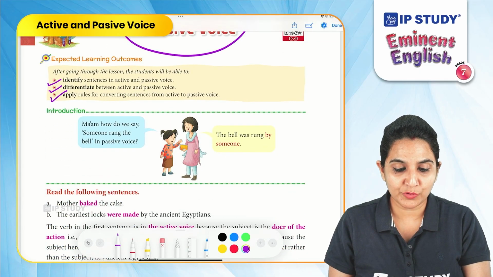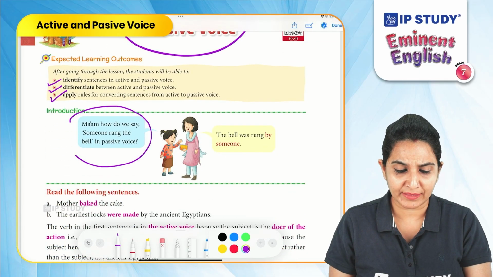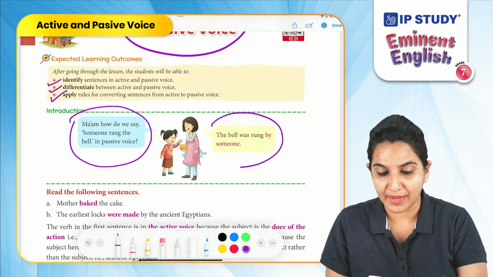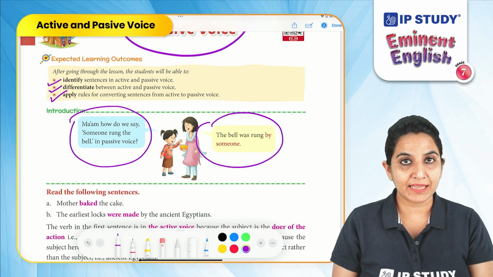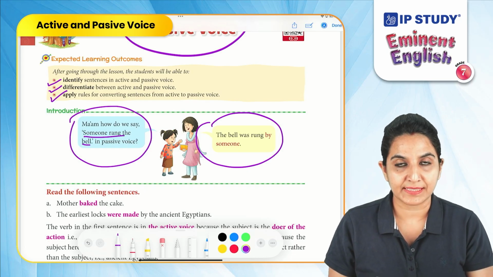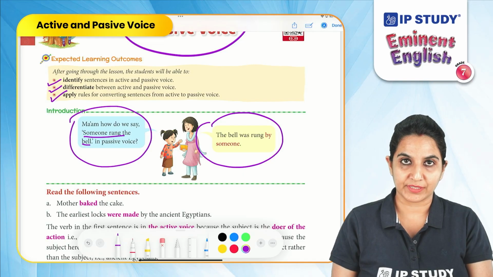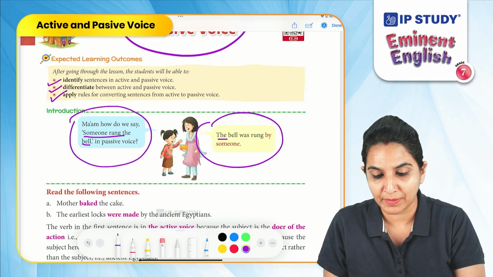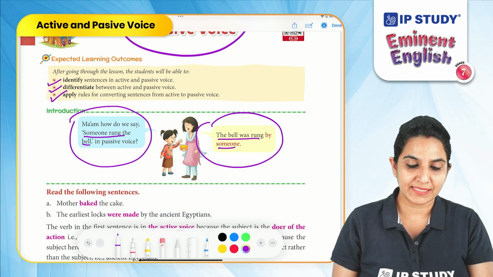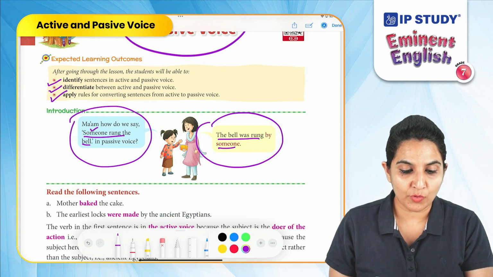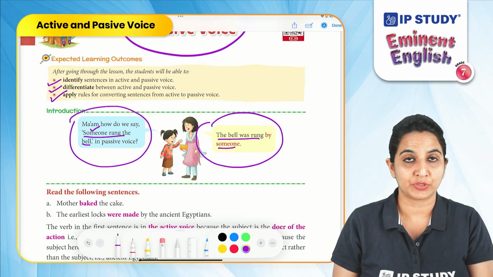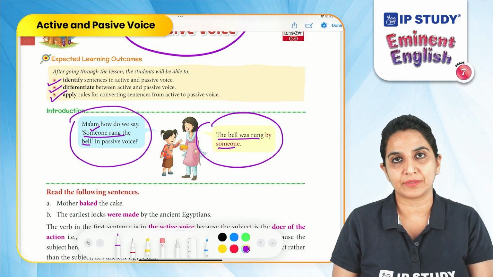Ma'am, how do we say "someone rang the bell" in passive voice? The bell was rung by someone. In the first sentence, "someone rang the bell," this sentence is in the active voice, whereas "the bell was rung by someone" is in the passive voice. In the first sentence, we are focusing on the subject, someone, and the subject is doing the action. Who rang the bell? Someone rang the bell.